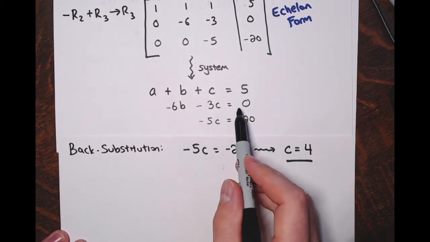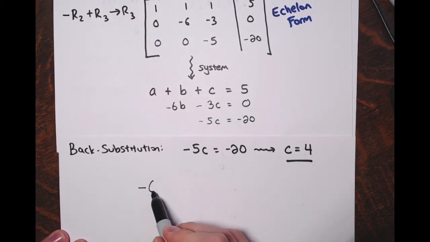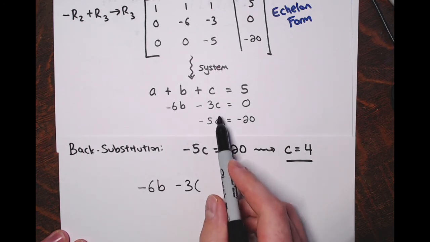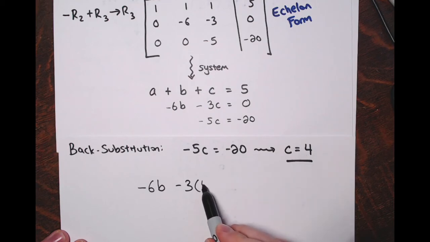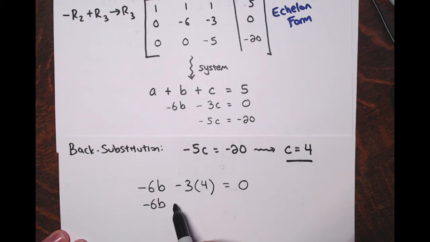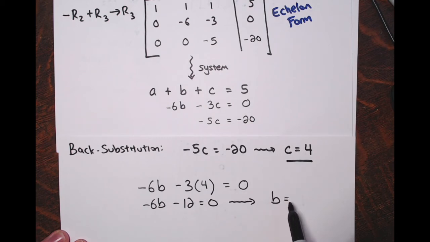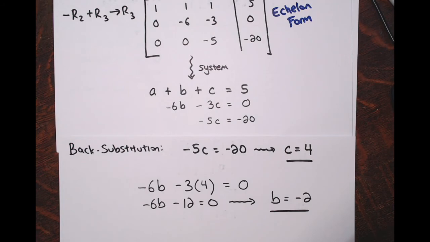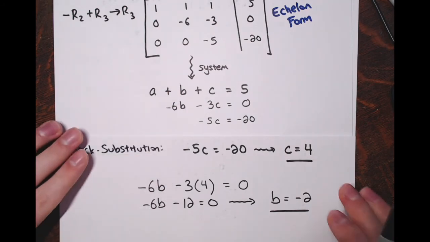I replace c with 4 in all the equations going backwards. So look at the second equation. It's now -6 times b minus 3 times, not c anymore. We know from the last equation now that c equals 4. And this should be equal to 0. And then this is just -6b minus 12 equals 0. And then solving this for b, you would add 12 divided by -6. b would be -2. So now wherever I see a b in the previous equation, I'm going to replace b with -2.